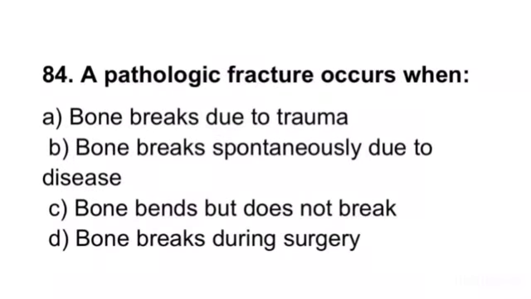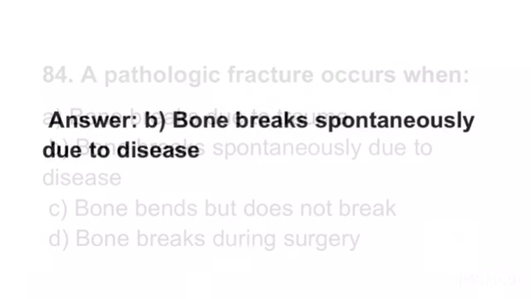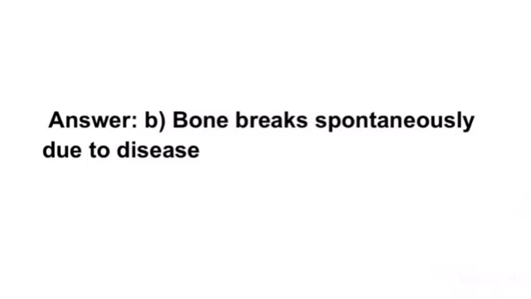84. A pathologic fracture occurs when A. Bone breaks due to trauma. B. Bone breaks spontaneously due to disease. C. Bone bends but does not break. D. Bone breaks during surgery. Answer, B. Bone breaks spontaneously due to disease.